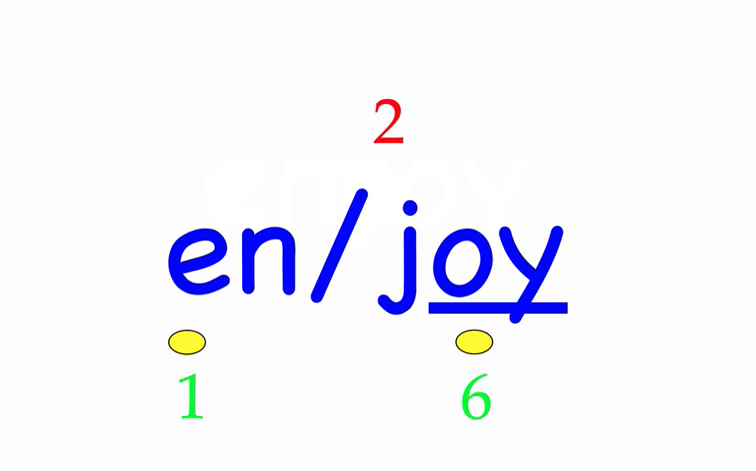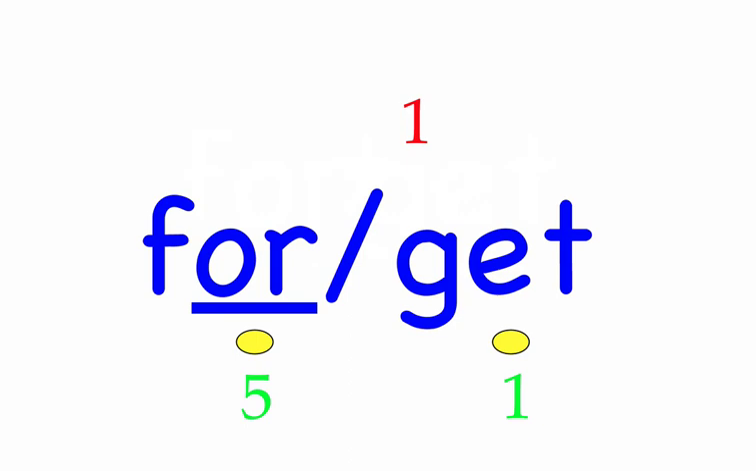Row 6. Forget. Please try not to forget this time. Forget. For, two sounds. F, or. Get, three sounds. G, e, t. Forget. Mark the word. Forget.